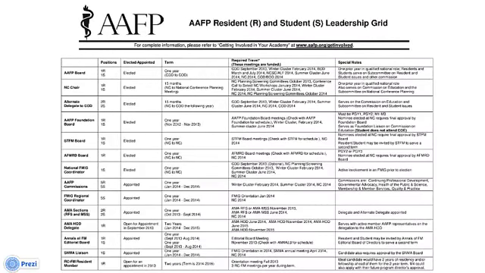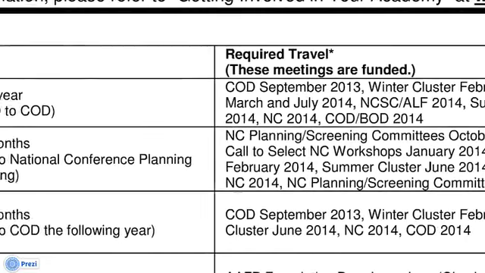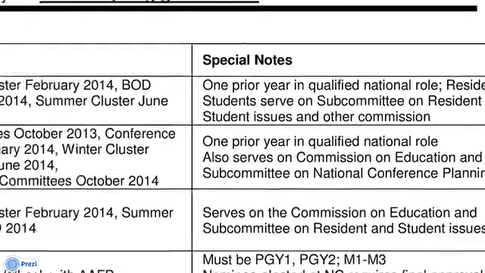This is the Leadership Grid. It's your ultimate cheat sheet for everything leadership. It tells you what the positions are, how many are available, whether they're elected at national conference or appointed through an application process in the fall, the length of a term, any required travel, and other things to consider.